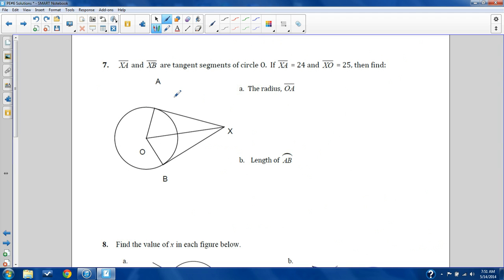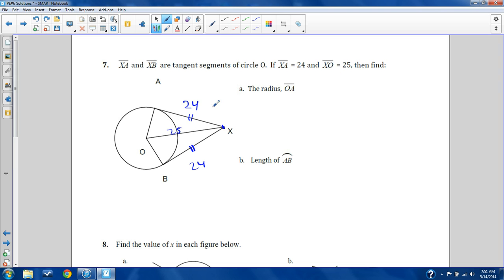Okay, problem number 7 here. They say XA and XB are tangent segments of circle O. So before you begin, you automatically know that these two are congruent. Let's see if we need that. They're tangent segments from one point, so they have to be congruent. If XA is 24, XB is 24. If XA is 24 and XO is 25, so this whole thing right here is 25.